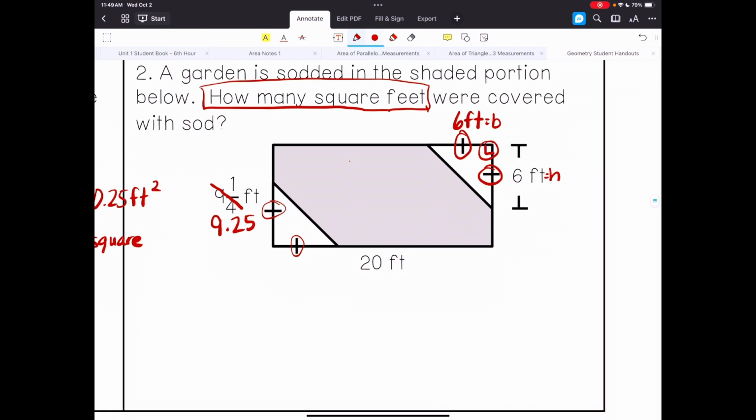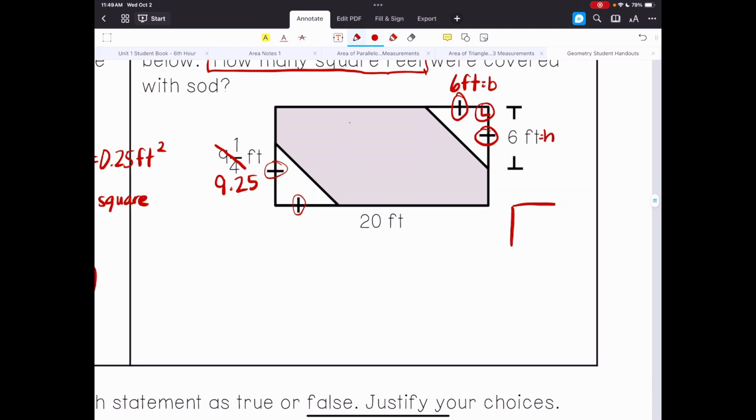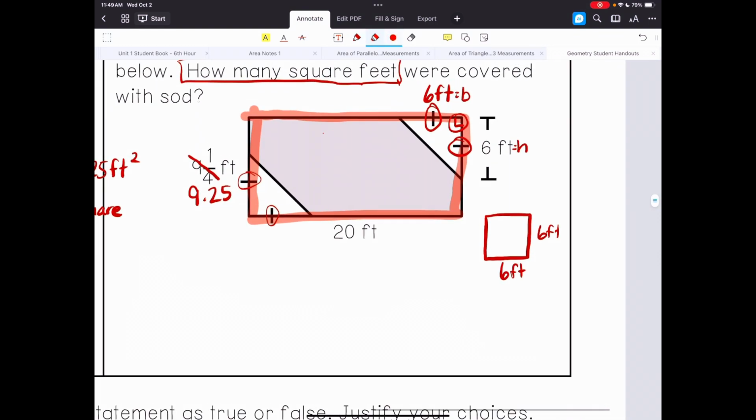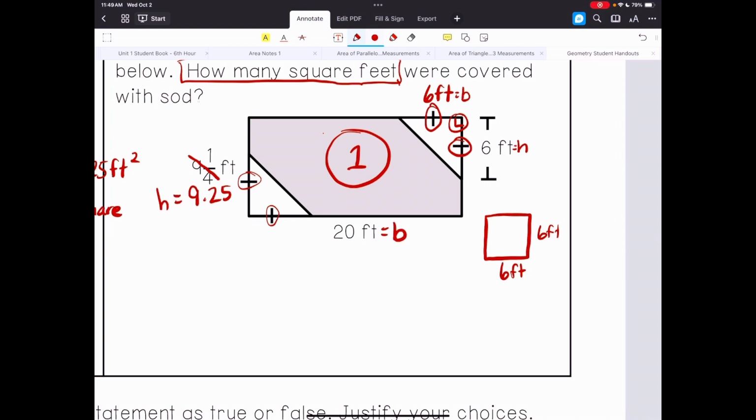Thinking about that, we can remind ourselves that two identical triangles come together to create a parallelogram, in this case a 6 by 6 foot parallelogram. So what I want to do is find the entire area of the big rectangle and then subtract the area of that square that can be composed from those two triangles. Shape 1 is going to be the big rectangle with a base of 20 and a height of 9 25 hundredths.